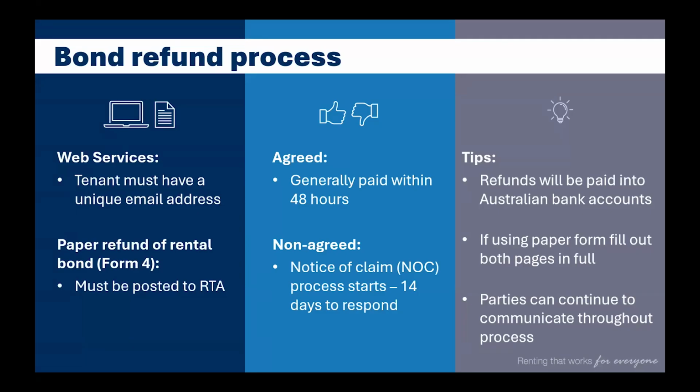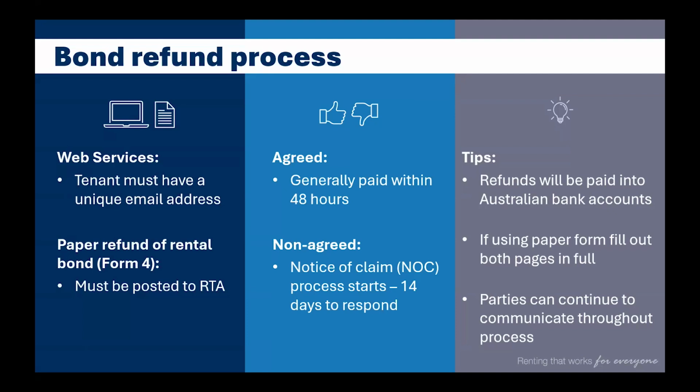So now that we've ended the tenancy and we've considered what claims need to be made on the bond, let's look at how to make a claim. Claims can be made by using the RTA's web services or by submitting a paper Form 4. If you are using web services, each tenant must have a unique email address. If this is not the case, then you will need to submit a paper form, and paper forms must be posted to the RTA. The fastest way to receive an agreed refund is by using web services.